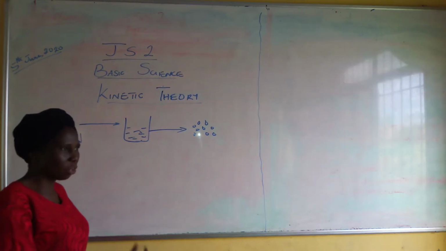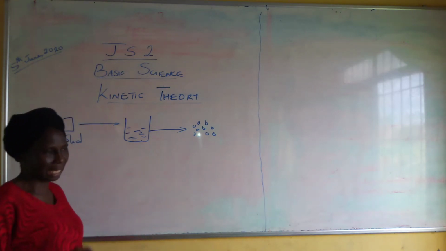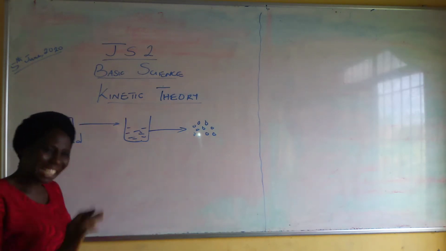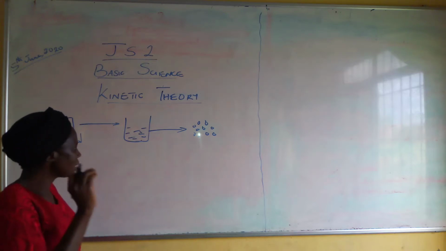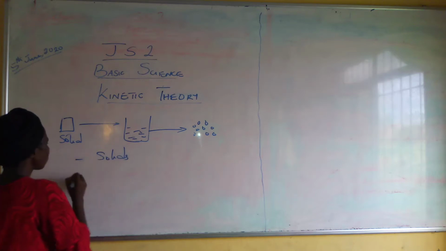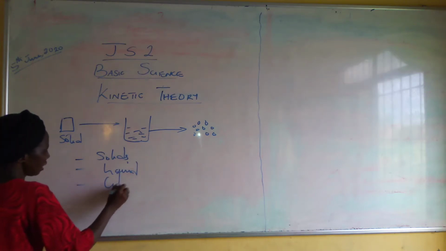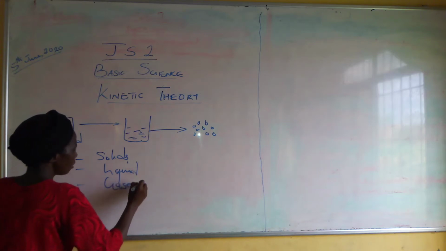Now, let's continue. I want to talk about states of matter. Matter exists in three states, namely solid, liquid, and gaseous states.